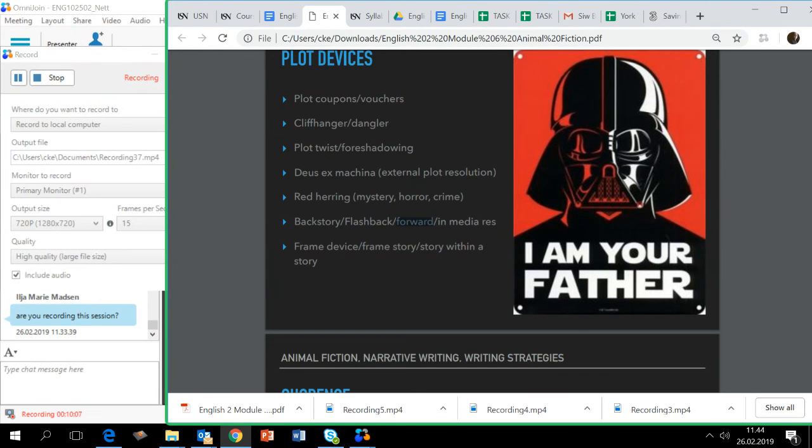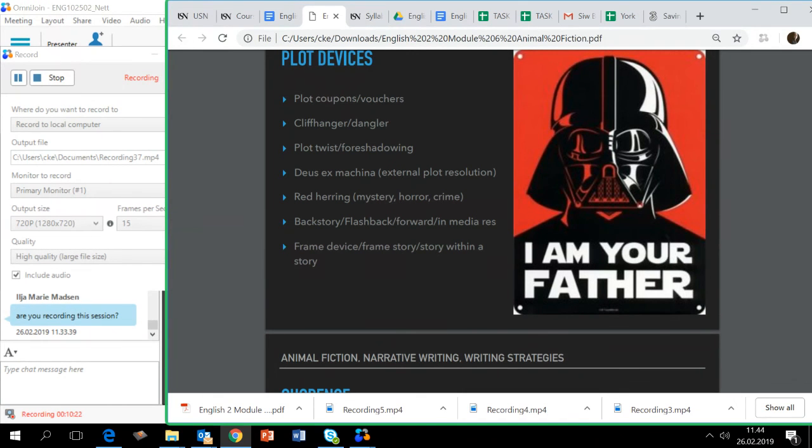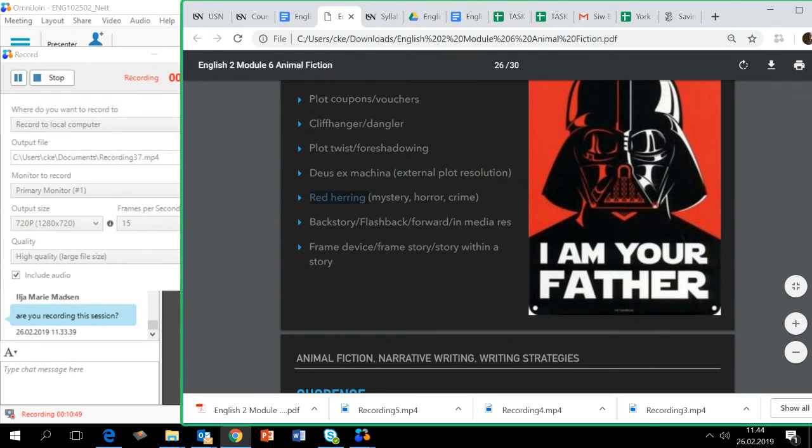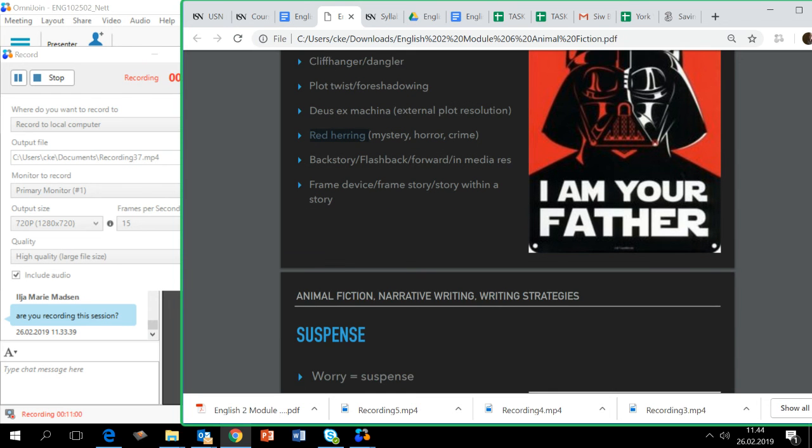So these are some ways that you can look at a plot and you can look at a scene, or even a single scene, and look at how it's organized. And you can put in ideas of plot coupons, the dangler, foreshadowing or a plot twist, an external resolution which just comes out of nowhere, the red herring, the possible solution which is not the solution. The idea of going in media res, which means you can then reorganize the story: I'm going back, I'm going forward, or framing the entire scene or episode or chapter or book as a story within another story, allowing a change of perspective and also questioning the mediated form of the story.